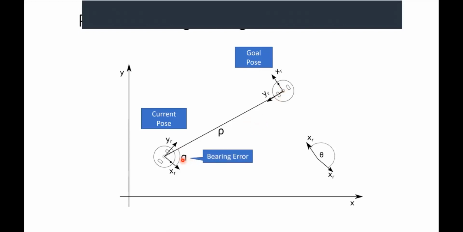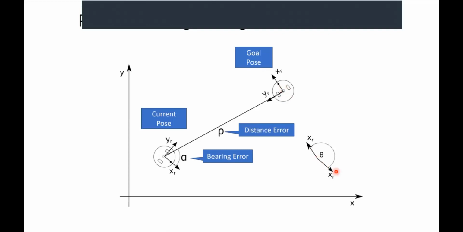So if I reduce my bearing error to 0, then I am facing the point that I wanted to get to. Once my bearing error is 0, I can just drive forward. But the amount that I drive forward is rho right here, which is the distance error. So if I first minimize bearing error, then I minimize distance error, then I will have my robot on top of this point, but I won't necessarily be facing the right spot.